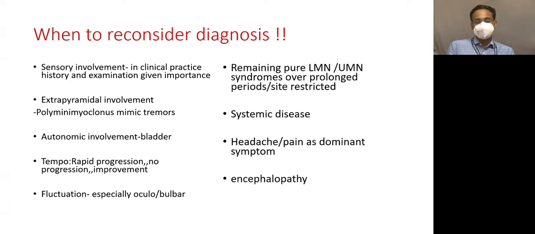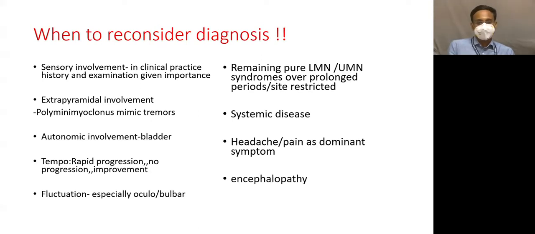And certain presentations where they remain upper motor neuron or lower motor neuron presentations for a very long period of time are not typical. Like I told you, the normal kind of ALS might start as a foot drop or as a hand weakness, but gradually they develop other upper motor neuron signs over time.